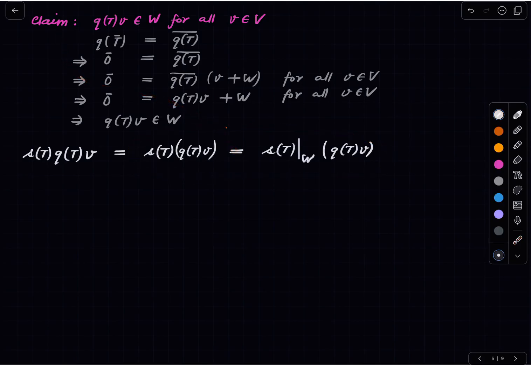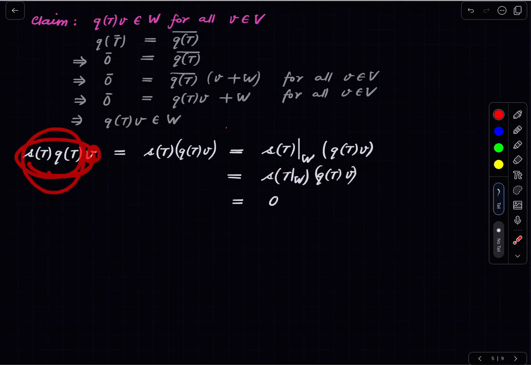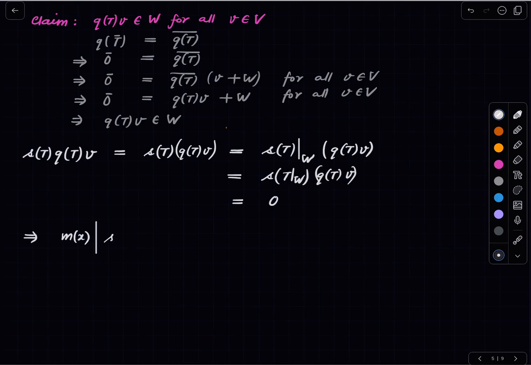Okay, but S(T) restricted to W is the same as S(T restricted to W), which is 0, because S is the minimal polynomial of the restriction. So this is 0, right? And therefore the answer is 0. So this is 0 for all v, and hence this endomorphism is 0, which implies that M(x) divides S(x)Q(x).